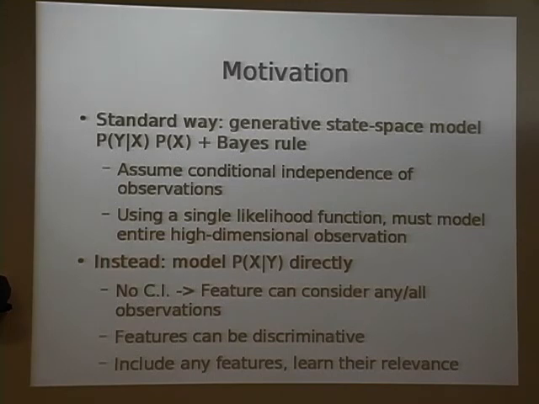So this standard approach, like a Kalman filter is the canonical example, has a couple of quirks. First, to make this computationally tractable, you have to assume conditional independence of observations. That means that given the state sequence, all of the observations are independent. And that is generally not true, because if you imagine, I know the position of the ball, then the two images at nearby fractions of a second in time should look very similar.